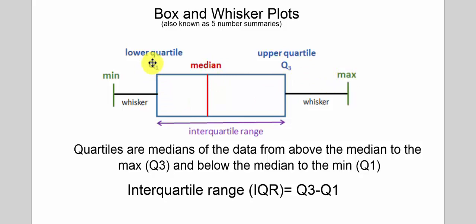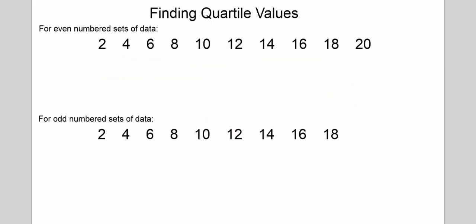And the difference between the first and third quartile we call the interquartile range. To find that range, we take the quartile of the highest value, the third quartile, and subtract the quartile value of the low quartile, and that gives us the interquartile range. So let's go ahead and do an example or two.